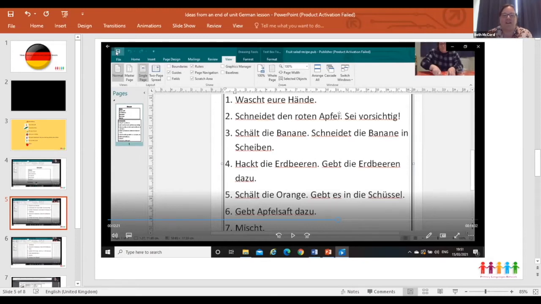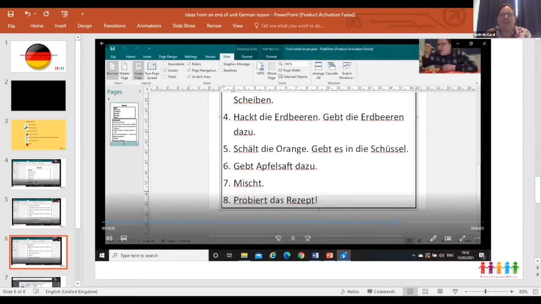And of course, the final instruction was obviously to try the recipe. So, "probiert das Rezept", I showed them me trying it and told them that it'd be in the fridge for my children's breakfast the next morning. I think it always helps when you bring a touch of reality to lessons. The children appreciate that. They're just genuinely nosy, aren't they?